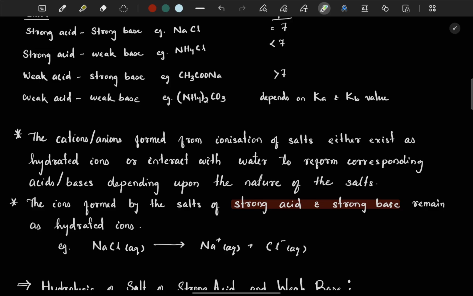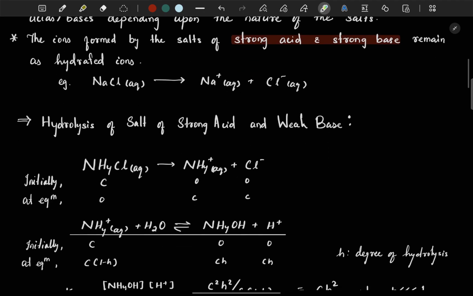So what actually happens is that these cations and anions, which are formed by the ionization of the salts, either exist in their hydrated ions, like sodium chloride dissociates to form sodium ion and chloride ion. They exist in their solvated state, or in case of water, in hydrated state. But in case of weak acid and weak base, the salts produced by them, their ions will interact with water and form this weak acid and weak base in an equilibrium.